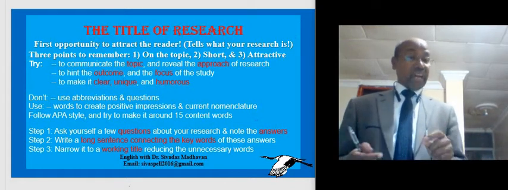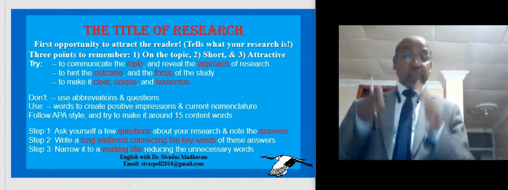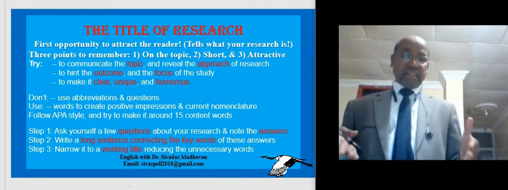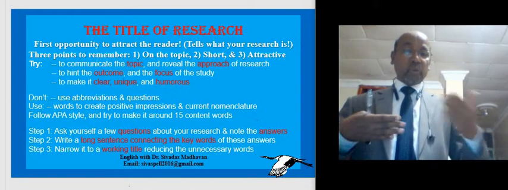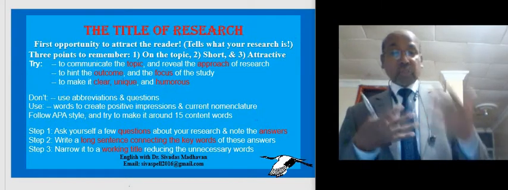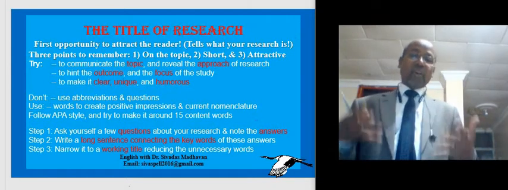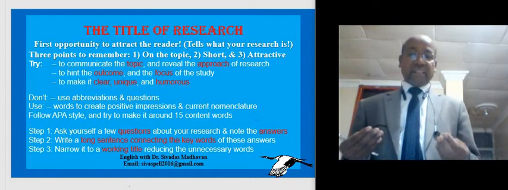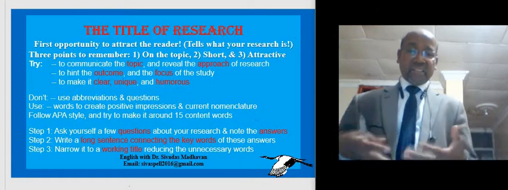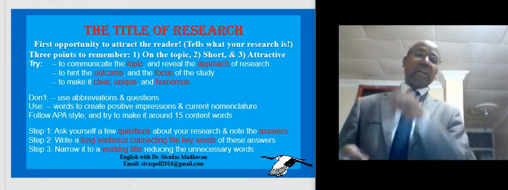So most of the time you will not be able to have a final research title in the beginning when you start. First, in the beginning you start with a working title. So as you go on with your studies, most of the time you will be forced to modify the title, or you will have to change the title, because the data that you collect and the study that you conduct will compel you to make some modifications in the title.